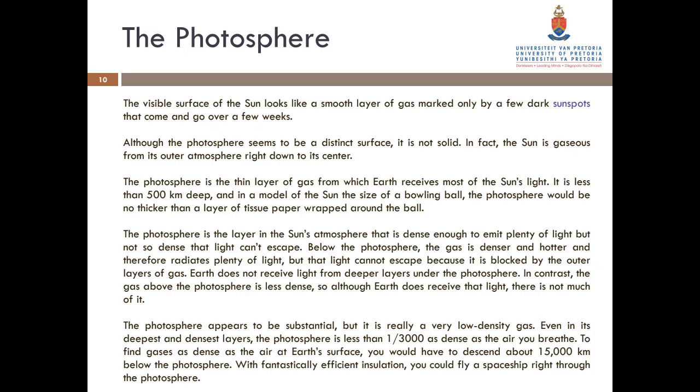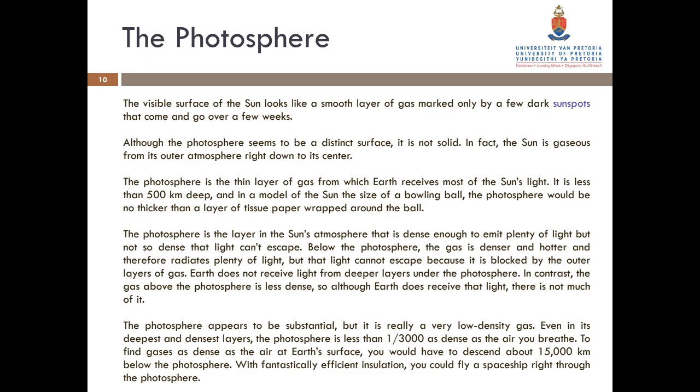The visible surface of the sun looks like a smooth layer of gas marked only by a few dark sunspots that come and go over a few weeks. Although this photosphere seems to be a distinct surface, it is not solid. In fact, the sun is gaseous from its outer atmosphere right down to its center.